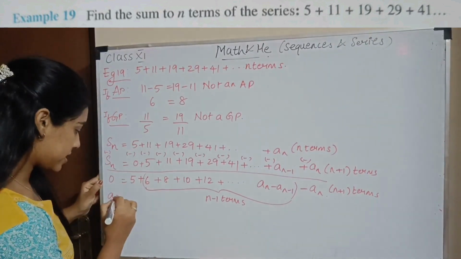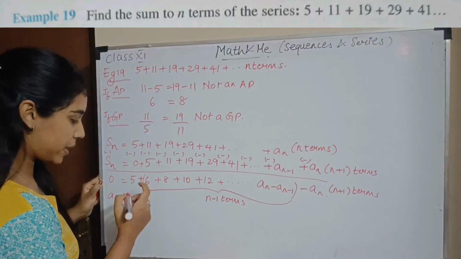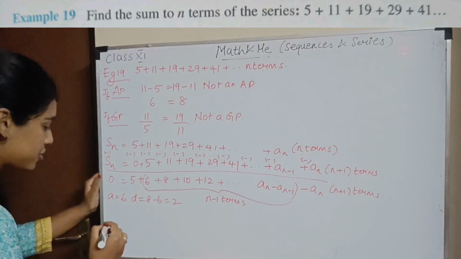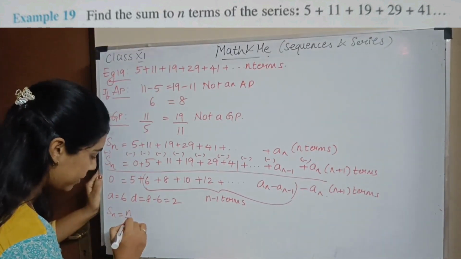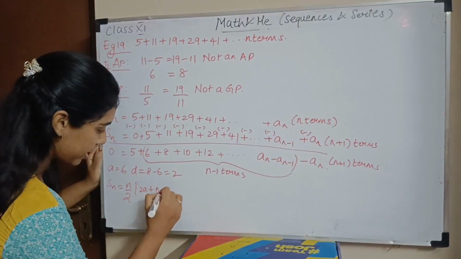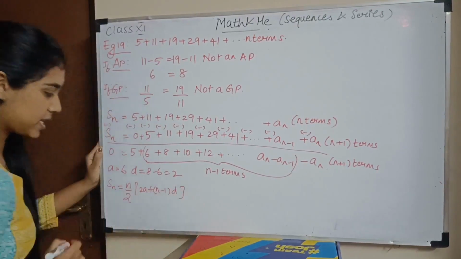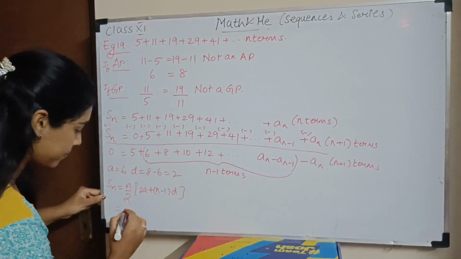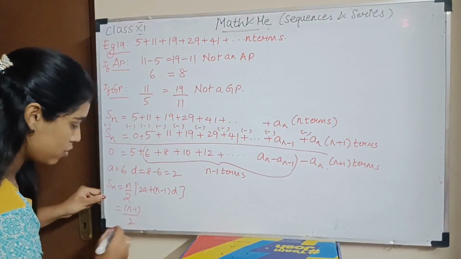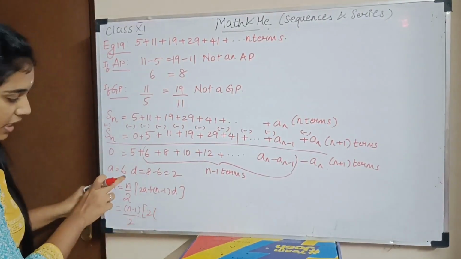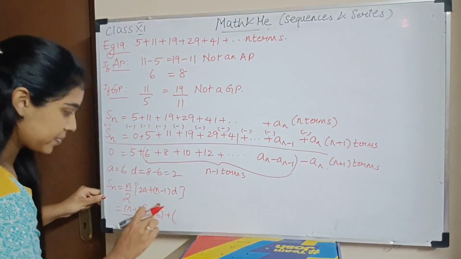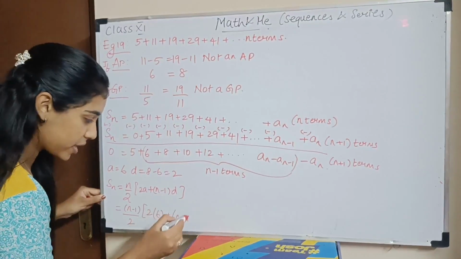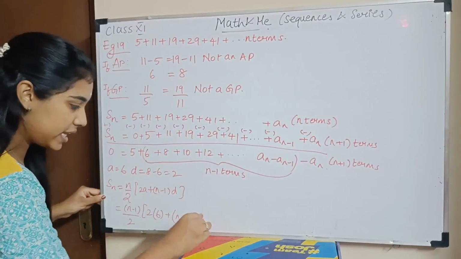So my a is 6. My common difference is 8 minus 6, which is 2. My number of terms is n minus 1. So what is my summation formula? Sn equals n by 2 of 2a plus n minus 1 into d. Is that the summation formula? Okay. Now let me substitute. My n is n minus 1. So it is n minus 1 divided by 2 times 2 of, what is my a? 6, plus n minus 1, where n is n minus 1. Don't forget this minus 1. So it's n minus 1 times d, which is 2.